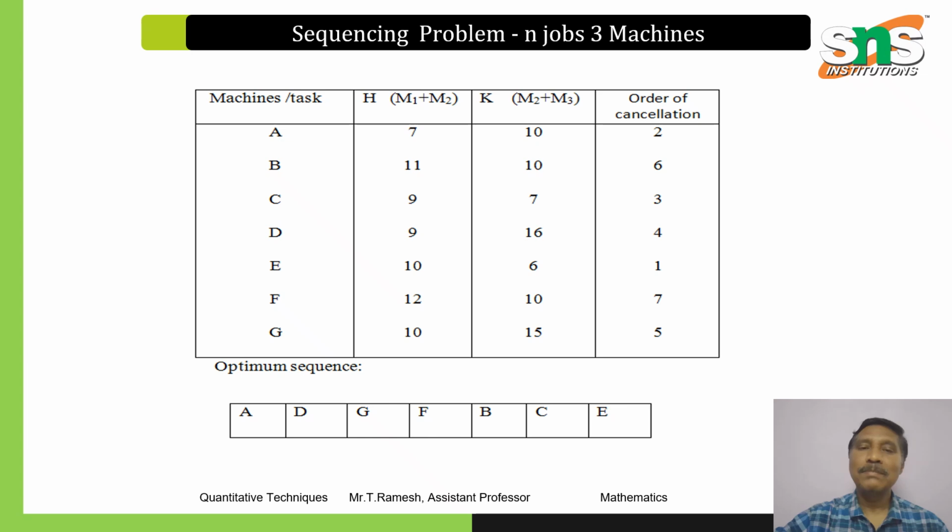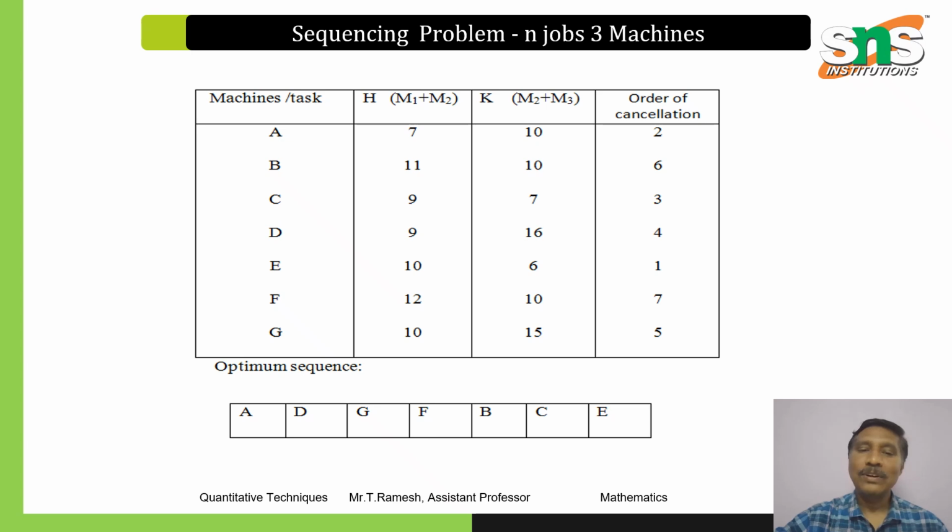Next, 7 is the next minimum, but it is on the H machine. Therefore, we put it on the left side. Therefore, we assign the task on the left side first. And the second 7 is here. Therefore, we take the next task C, the third cancellation, but C is on the right side, so we put it on the right side. The next jobs are 9 and 9. Both nines are there, but C is already assigned, so we cancel this C. This 9 is on the left side, so we put D on the left side.